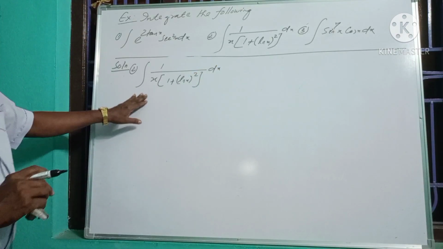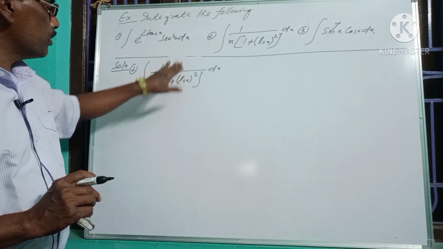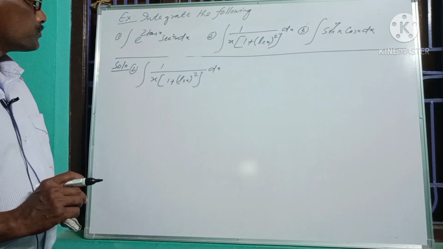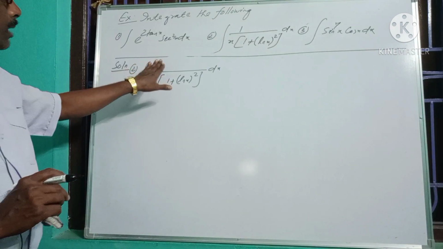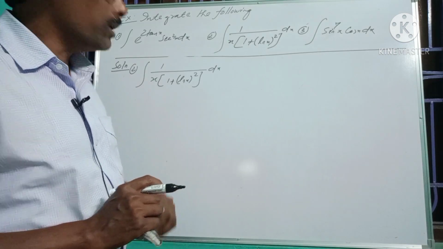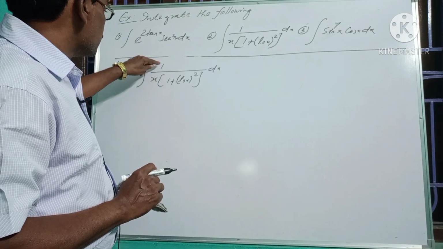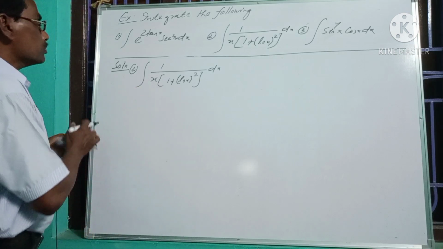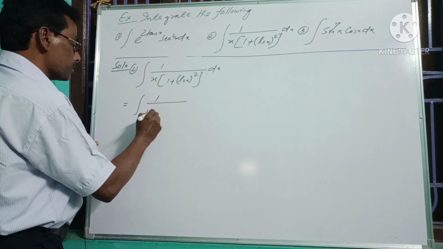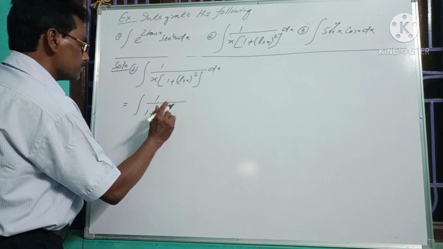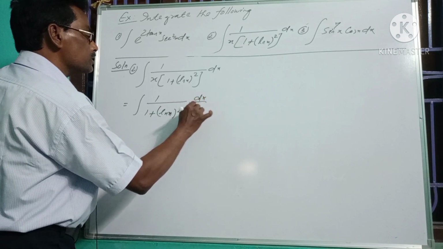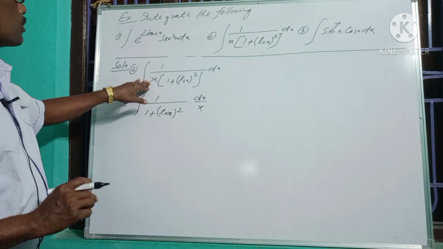Now see the problem. Here the integrand is in the rational form, where the denominator contains x and 1 plus square of ln x. If we carefully observe the integrand and if we differentiate ln x, it will give us 1 by x, where the integrand contains the function 1 by x. So adjusting with dx as 1 by x, it will give us integration of 1 by 1 plus square of ln x, dx by x. So this is the adjustment of 1 by x with dx.